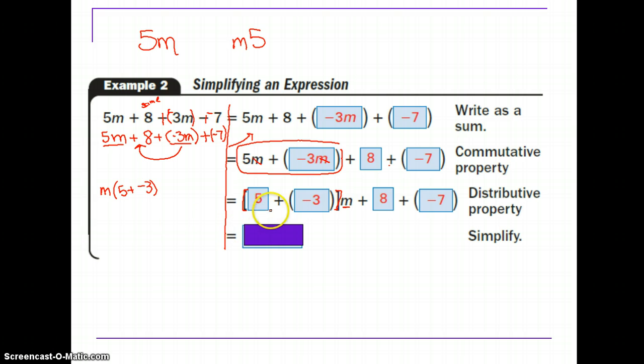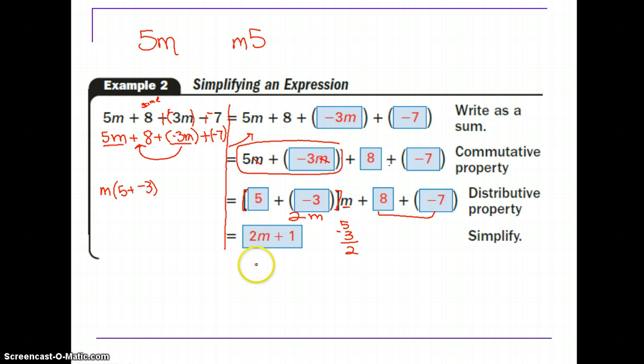You can add together 5 plus negative 3. Remember, they're different signs, so you're basically subtracting. 5 is bigger, so you keep the 2. You have 2m, because that turned to 2. Bring down the m. And then what is 8 plus negative 7? 1. You cannot add the 2m together with the 1.